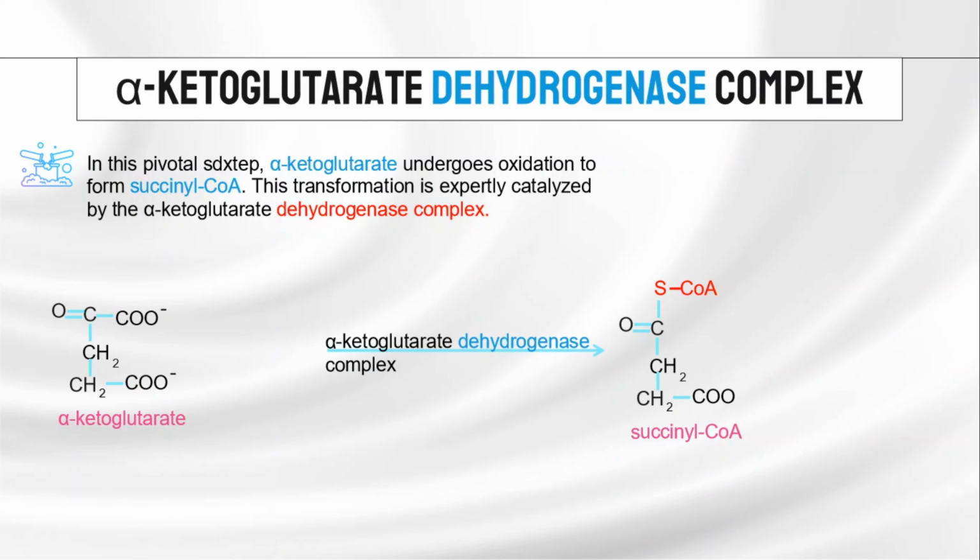During this process, alpha-ketoglutarate is decarboxylated, releasing a molecule of carbon dioxide and producing NADH, a high-energy electron carrier that is vital for ATP production.